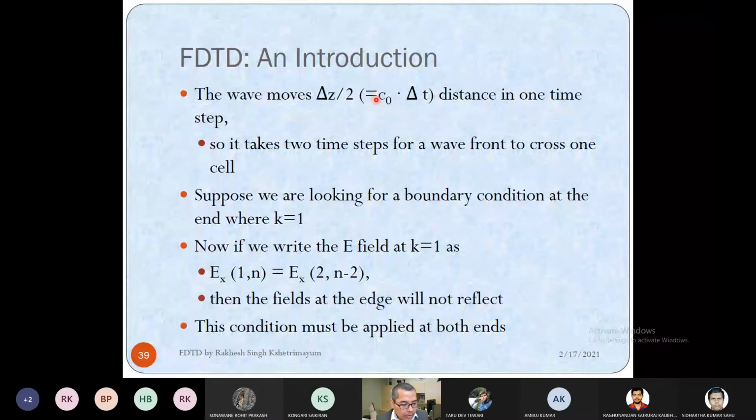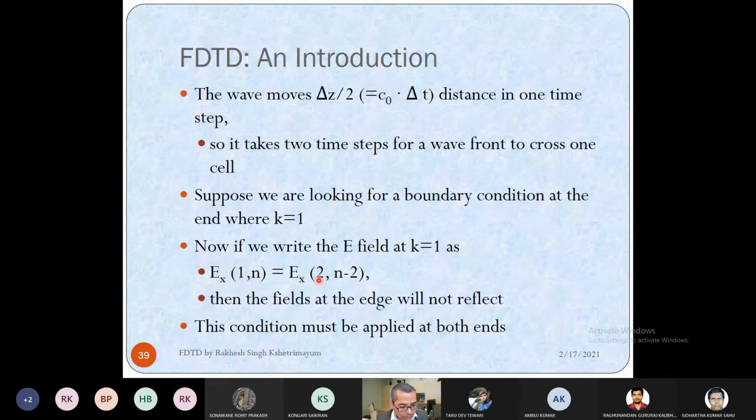So this and this, how much is the difference in the distance? This is at k equal to 1, this is at k equal to 2. The distance between those two is 1 delta z. And the wave requires 2 time instants to move this distance of delta z because of the courant stability criteria. So if we force Ex at 2, which was the wave at n minus 2, it will reach Ex at 1 at n. If we make them equal, there won't be any kind of reflection. These are the changes we have to make in the program so that we don't have any reflection at the edges.